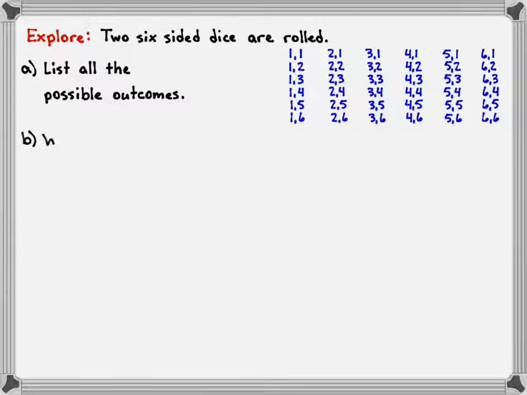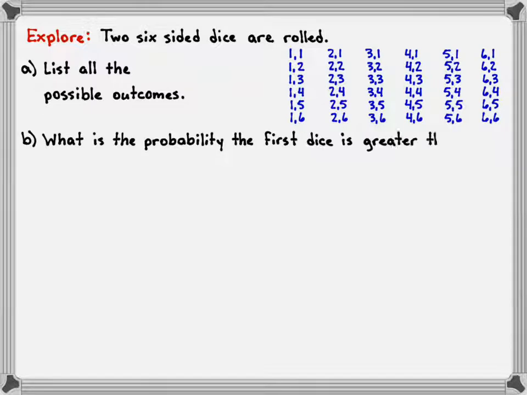Anyways, that's all the possible outcomes. Let's go ahead and take a look at some examples of what and or probability looks like. Well, B says, what is the probability the first die is greater than 3? Well, this is just a single event. What is the probability that the first die is greater than 3?